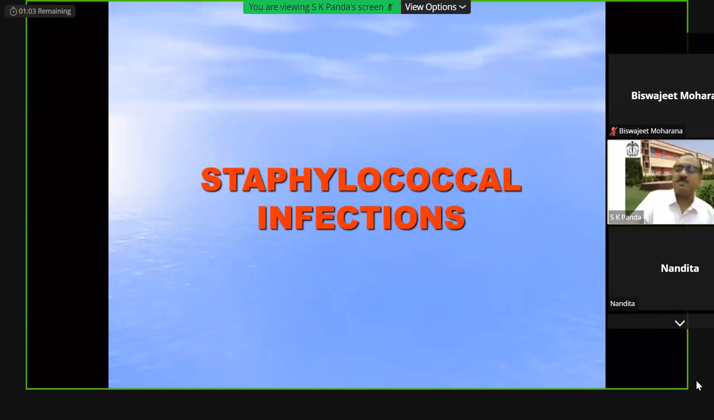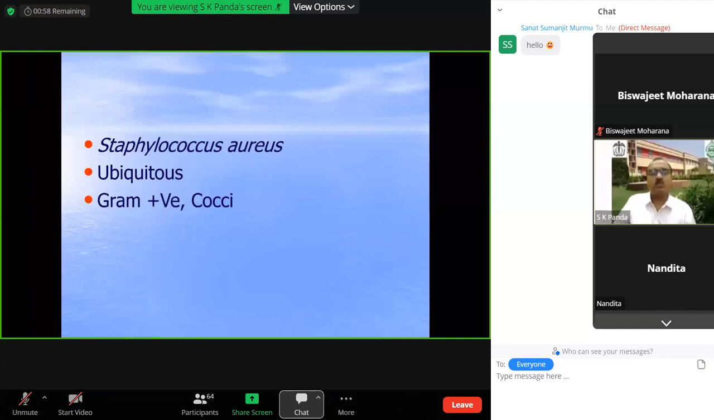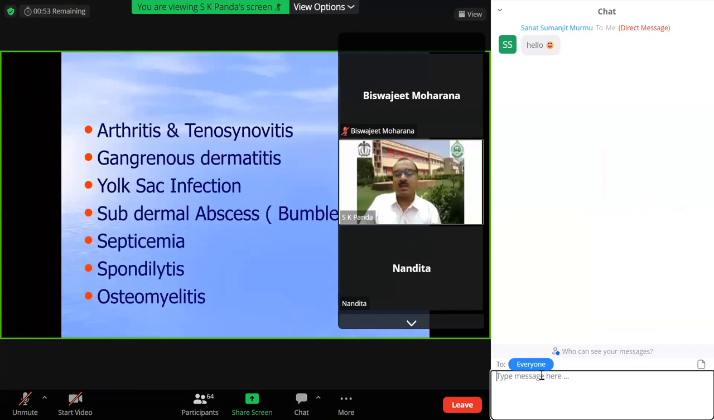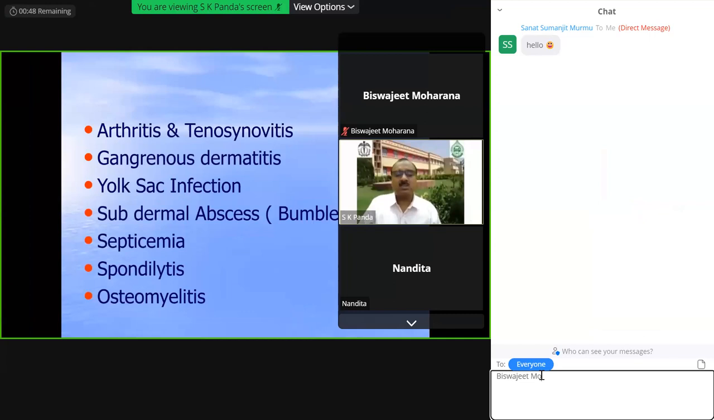So staphylococcal infection, you know, it is a gram positive cocci, ubiquitous. So they will cause mostly what type of thing? Gangrenous dermatitis. Again, that means it is with clostridia. It may be arthritis, yolk sac infection, subdermal abscess, septicemia, spondylitis, osteomyelitis. So you see, staphylococcus is coming in different entities.